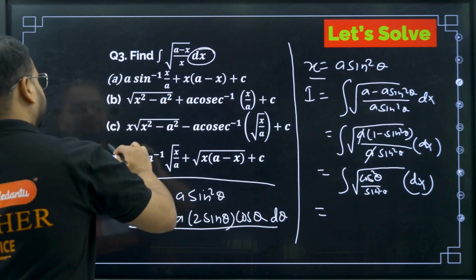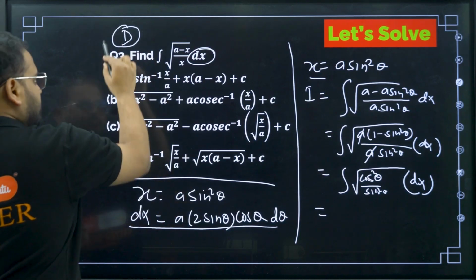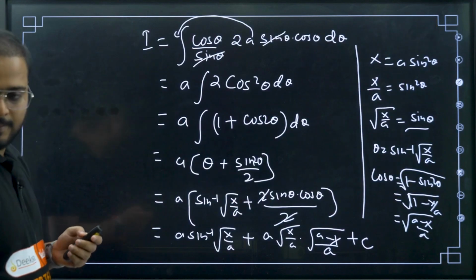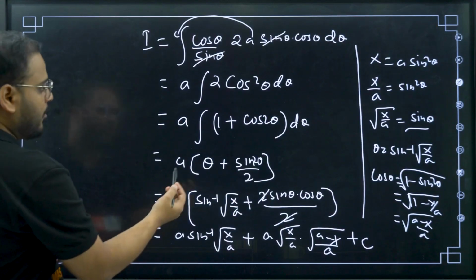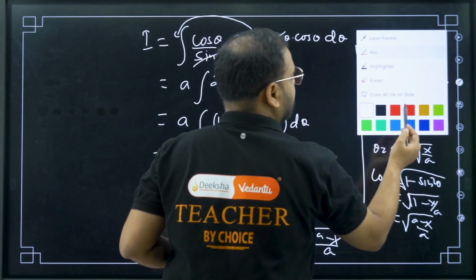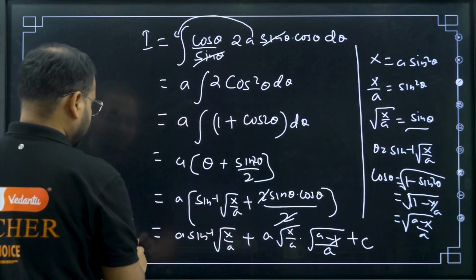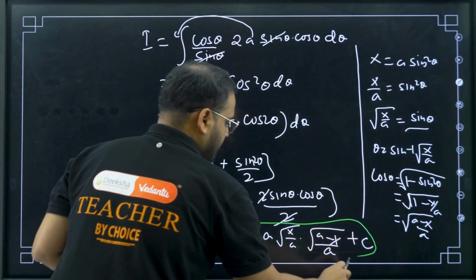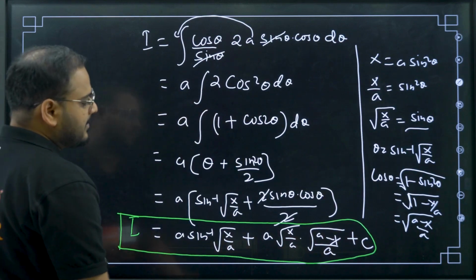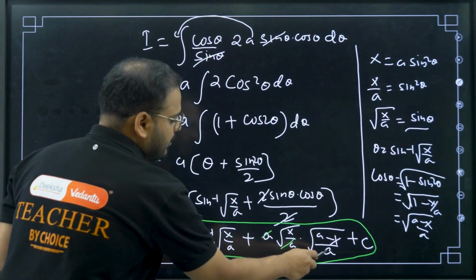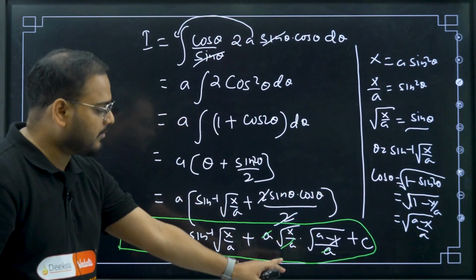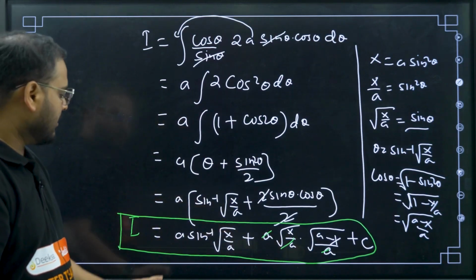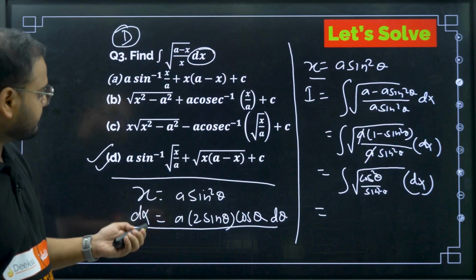My final answer is d. I hope this is visible. Please have a look. Yes. If you want, I can just encircle this as my final answer. This is my integration. Just the last step is left. I can just cancel this a with this root a and root a. How come, sir? Because root a into root a will become what? A in the denominator. We will cancel with this a in the numerator. This a was the constant outside.